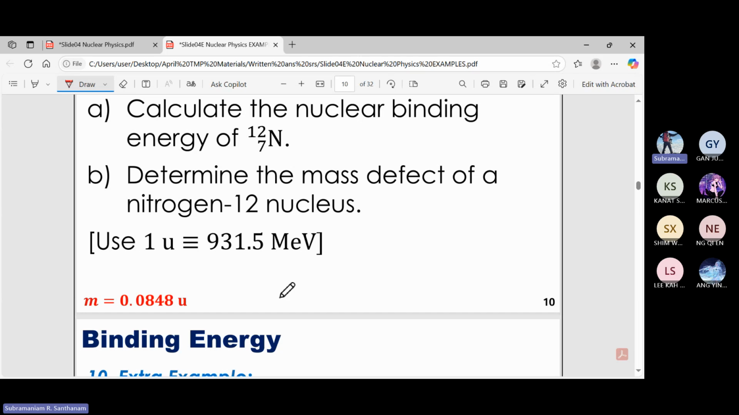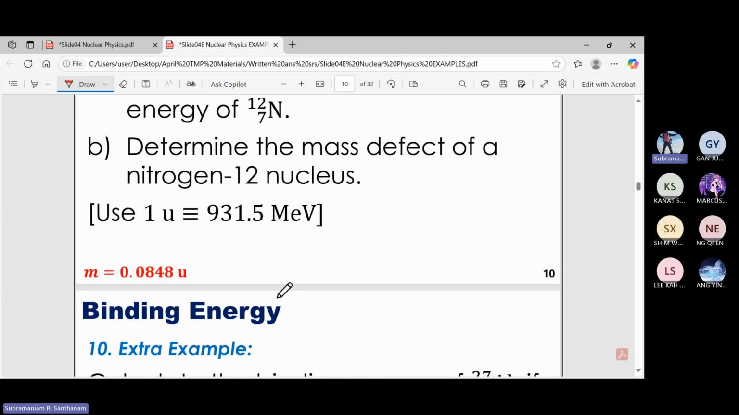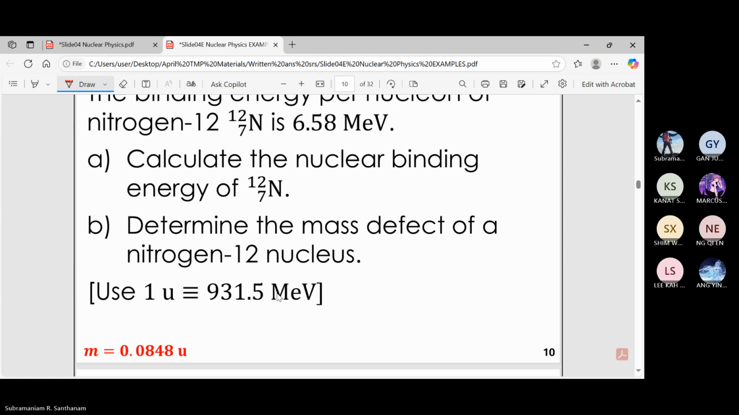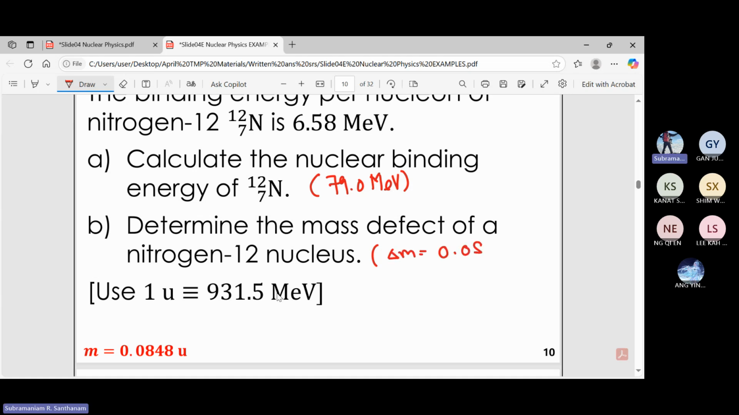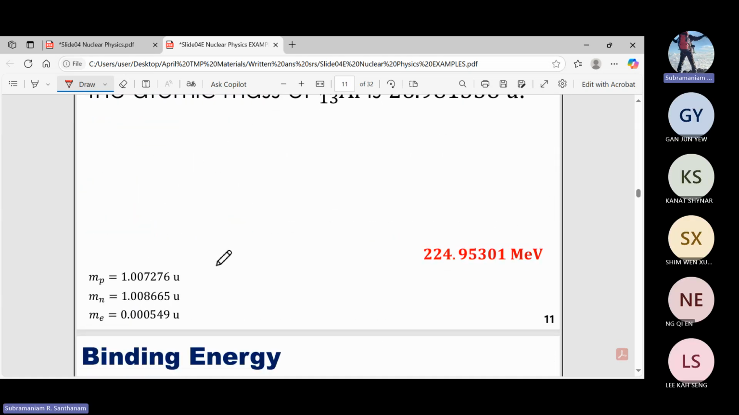Extra question 9. Calculate the binding energy. The binding energy is not given, so it should be 79.0. For this one, the answer is given, 0.0848 U. Then question number 10.